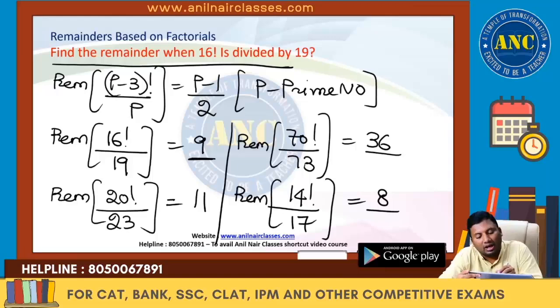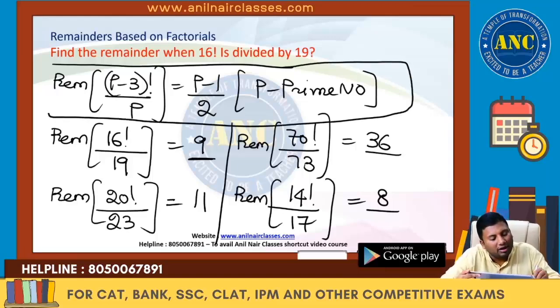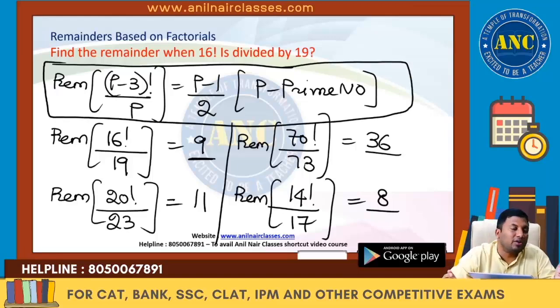Extremely important concept. (P minus 3) factorial when divided by P, the remainder comes out to be (P minus 1) by 2 when P is a prime number. (P minus 1) factorial by P gives P minus 1. (P minus 2) factorial by P gives 1. (P minus 3) factorial by P gives (P minus 1) by 2. I hope the concept is clear.